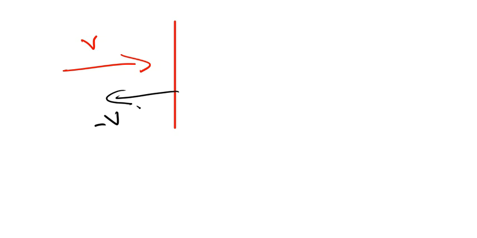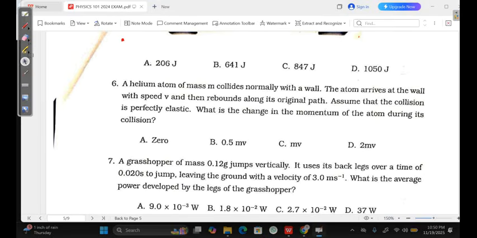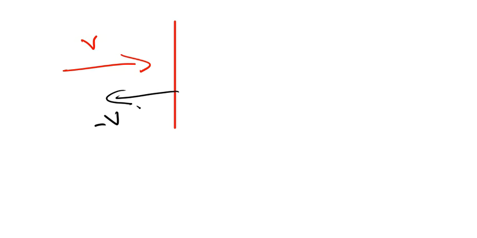Definitely it's going to be negative. So now, if we read the question again, as long as you read the question, under linear momentum they are mentioning the bouncing, meaning that the final speed is negative. That's what you need to know. So here, the initial speed is just v, the final speed is negative v.